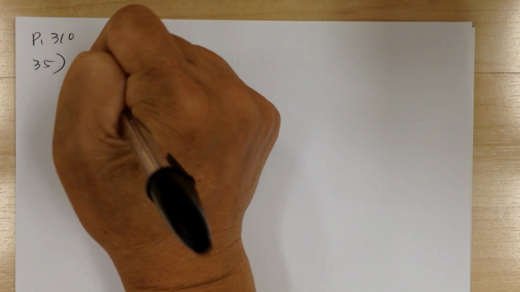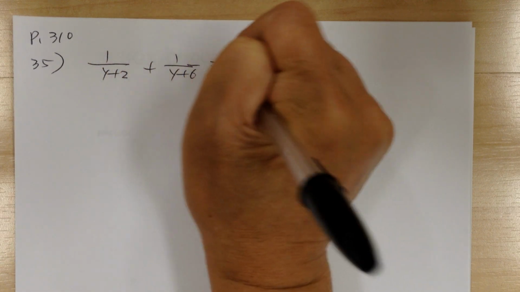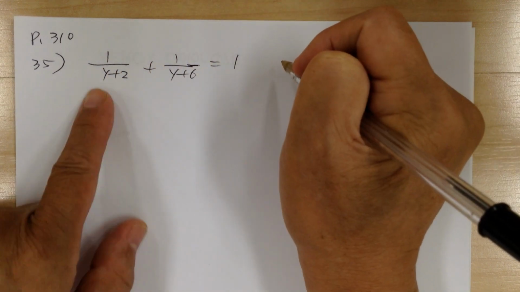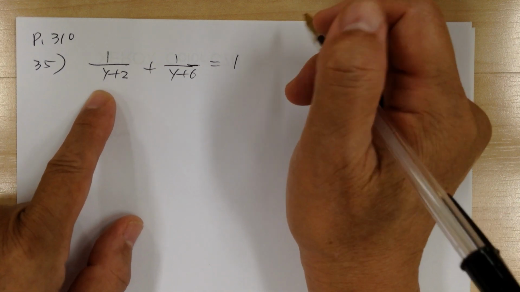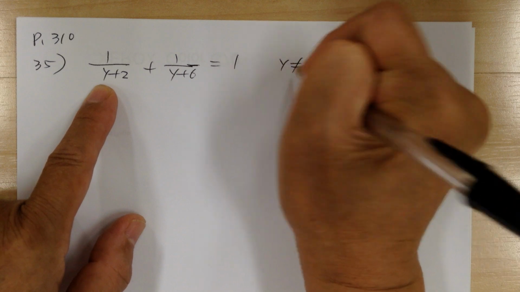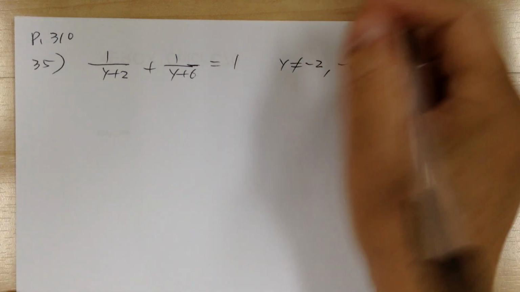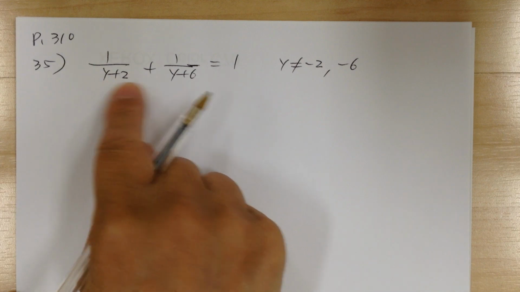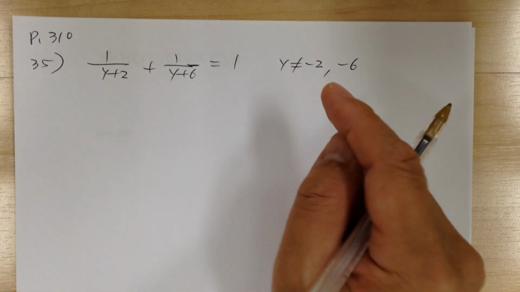Got 1 over y plus 2 plus 1 over y plus 6 equal to 1. Whenever you have a variable in the denominator, you have to watch out for the restricted value. So for this one, y cannot equal negative 2 and cannot equal negative 6, because negative 2 will make this equal to 0 and make this undefined. So you have to put down your restriction on the side.